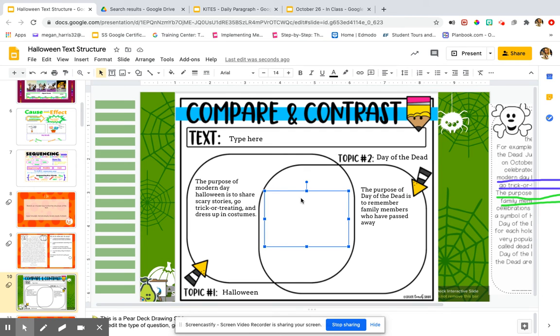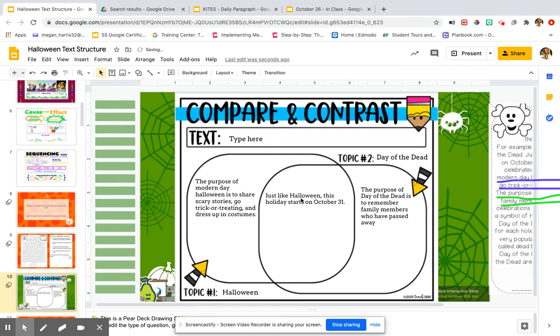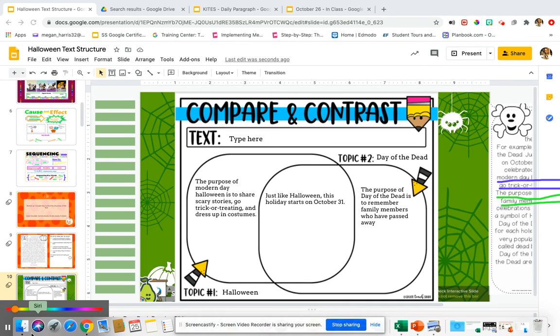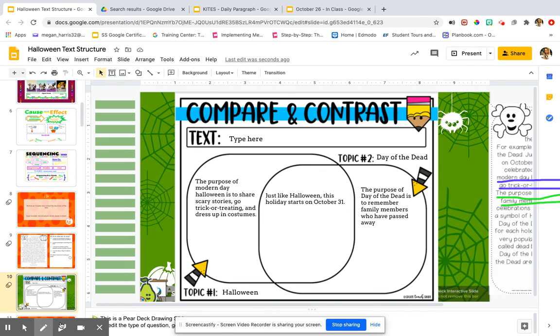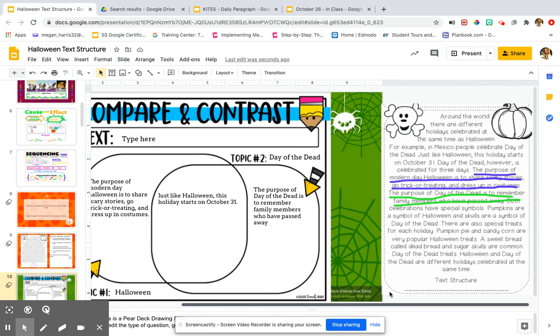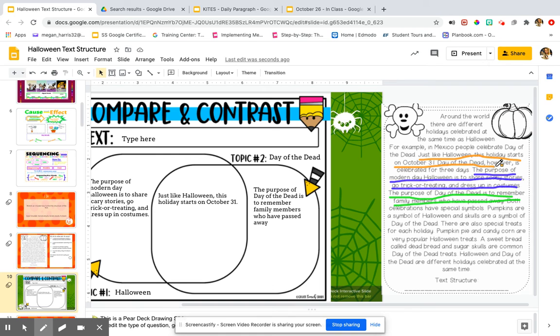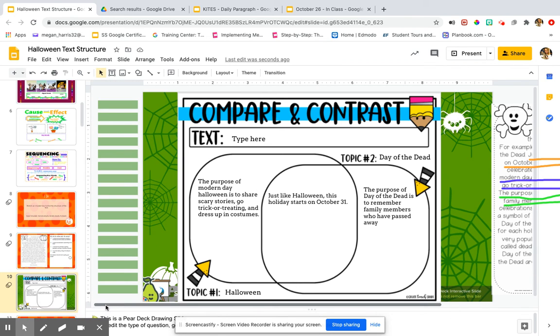But the author also told me how they were the same, so I'm going to put that part in there too. Just like Halloween, this holiday starts on October 31st. And so again, I'm showing you how they are the same. Remember, we said that the words just like told me that they were the same. And if you'll notice, all of my evidence is coming out word for word.